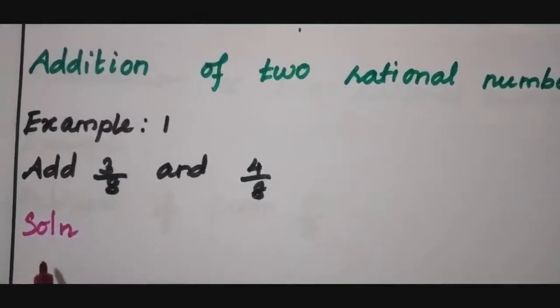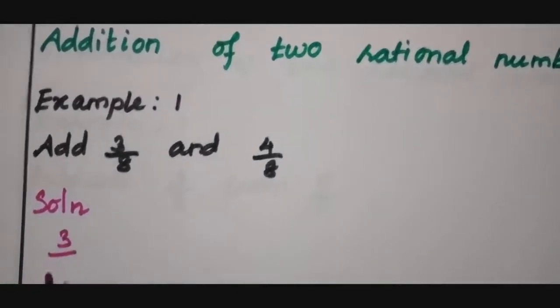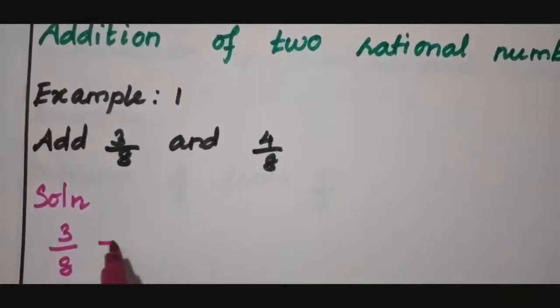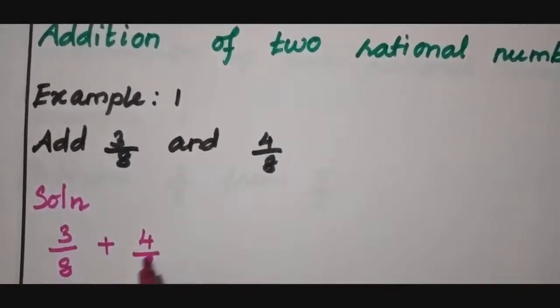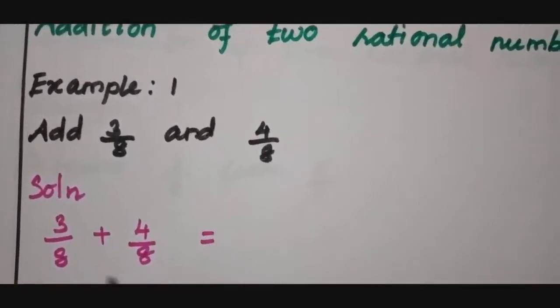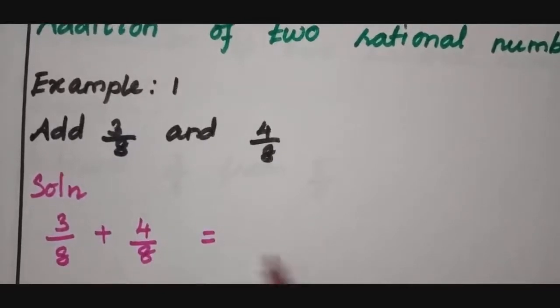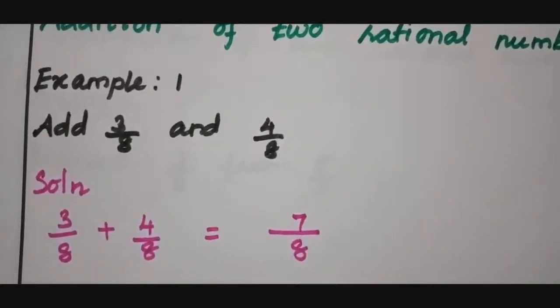Solution. 3 by 8 plus 4 by 8 is equal to, here the denominators are same, so you can write the denominator as such and you can simply add the numerator. 3 plus 4 is 7. So your answer is 7 by 8.